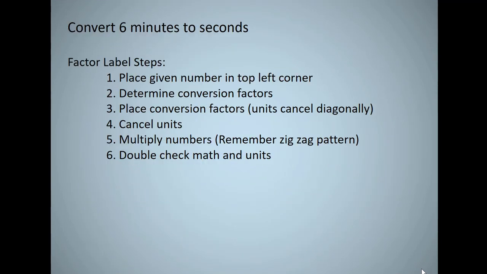And here's a step-by-step of how to do the factor label steps. Again, you look for the number and place the number in the top left-hand corner. You determine the conversion factors. So what do you know? What equals what? You place those conversion factors so that the units will cancel diagonally. You cancel those units, and then you multiply the numbers in a zigzag pattern. And then at the end, you double check your math and your units. You always want to make sure there's a unit with the number at the end. I call it no naked numbers. So you want to make sure there's always a unit with the number.